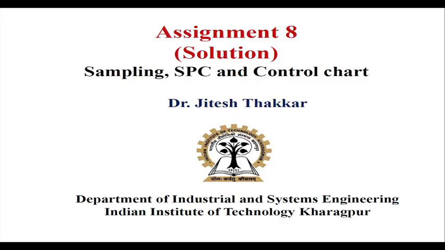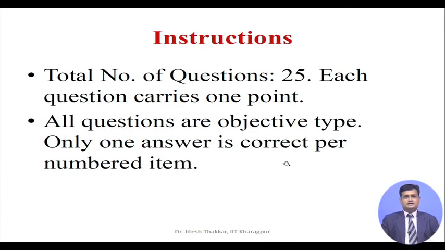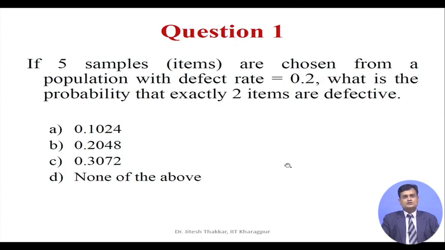This time I would be presenting the solution of assignment 8, and this assignment has mainly dealt with sampling, statistical process control and control chart, and I hope you have gone through all these concepts in detail and carefully in the video lectures. In the same way, there are 25 questions, one question carries 1 point, and all the questions are objective type, only one answer is correct.